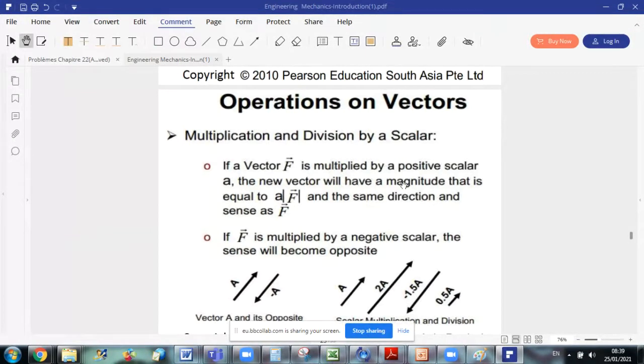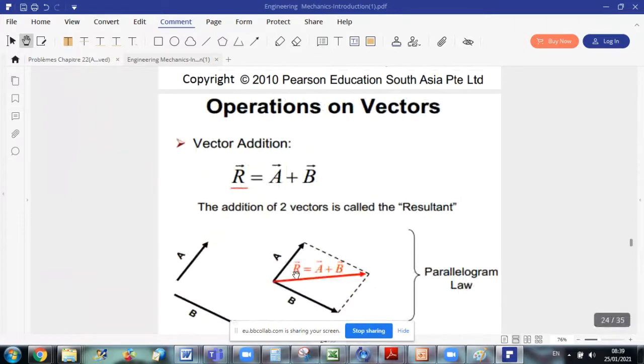So if a vector F is multiplied by a positive scalar a, the new vector will have a magnitude equal to a times F, and the same direction and sense as F. While if F is multiplied by a negative scalar, the sense will become opposite. So we multiply and divide a vector by a scalar, not by a vector.